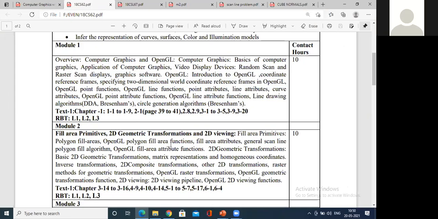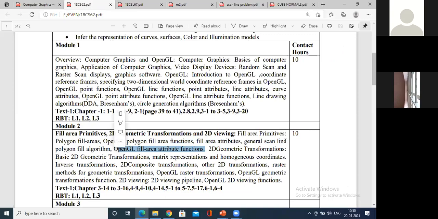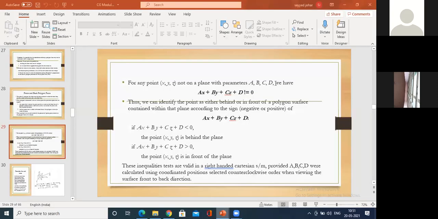So a few of the important questions are: OpenGL fill area attribute functions, explain a scanline algorithm with an example and solve a problem on this, right? What are fill area primitives, how do you identify the convexity and concavity of a polygon, all those things. So we have covered this much of concepts.